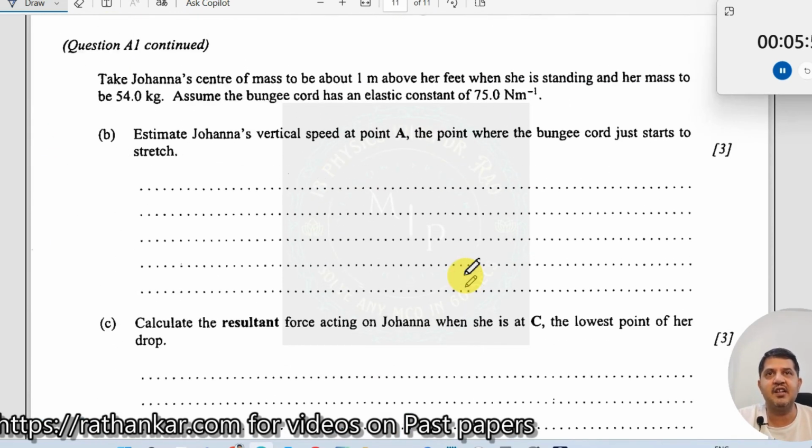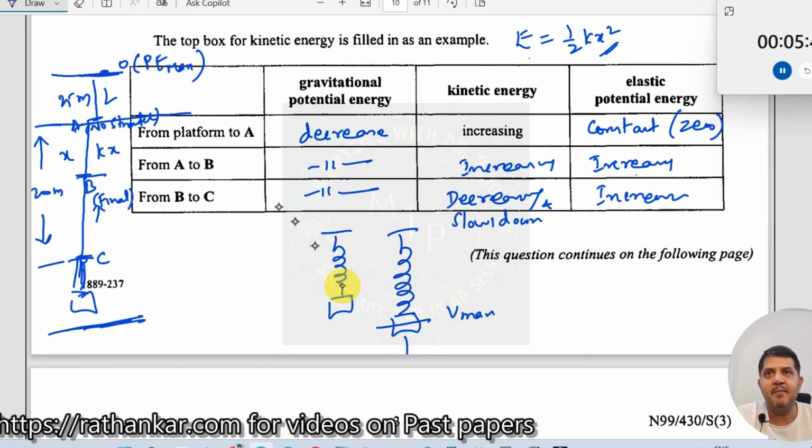Take Johanna's center of mass to be about 1 meter above her feet when she is standing, and her mass to be 54 kg. Mass is given. Assume the Bungee cord has an elastic constant. K is given. Estimate Johanna's vertical speed at point A. At point A. Where is point A? Point A is at this point.